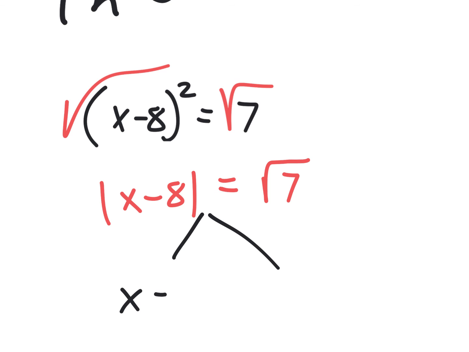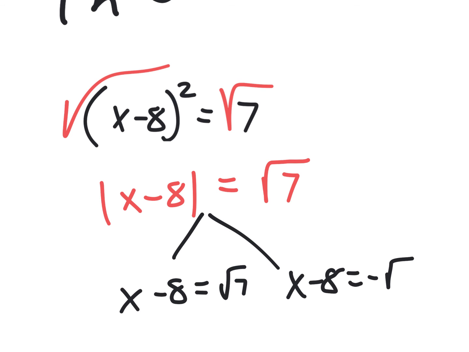I'll help. X minus 8 is equal to the square root of 7. X minus 8 is equal to negative square root of 7. The 2 separate equations where this becomes itself and its opposite. You can do it on the left side, but it's more complicated because you'd have to make this all the opposite of what it is if you wanted to do the left side opposite of what it is.